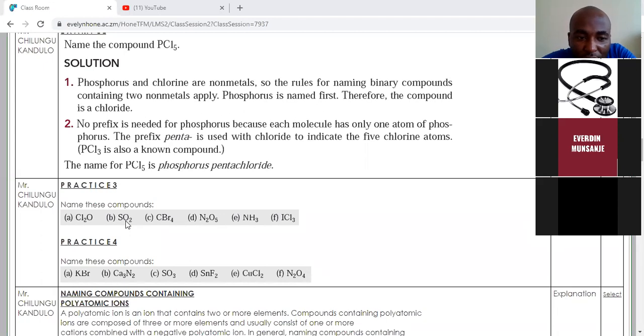Even this one, what is the next one? Sulfur dioxide. Yes, sulfur dioxide. This one is just ammonia. Don't waste so much time. Although ammonia should have been called nitrogen trihydride. But we don't call it that. We just call it ammonia. But it should be nitrogen trihydride. So those are the names. So you just perfect.